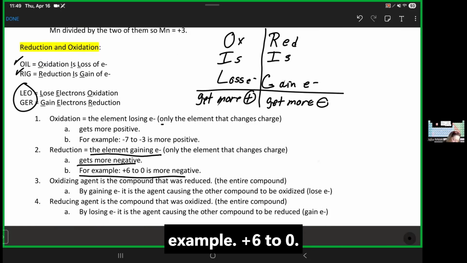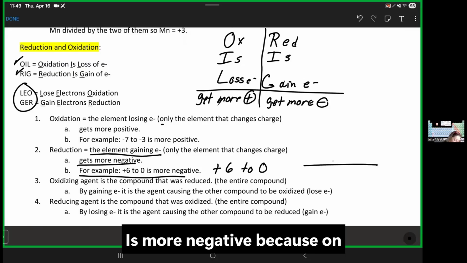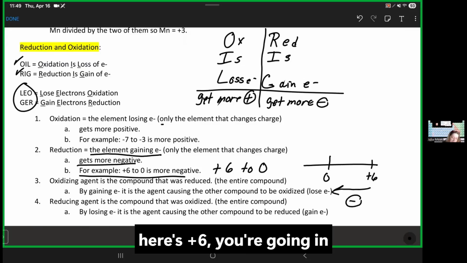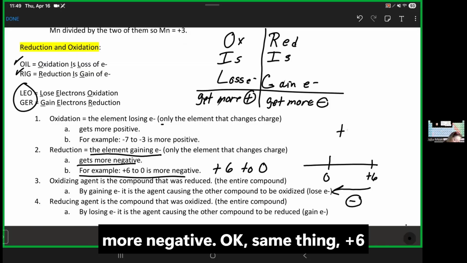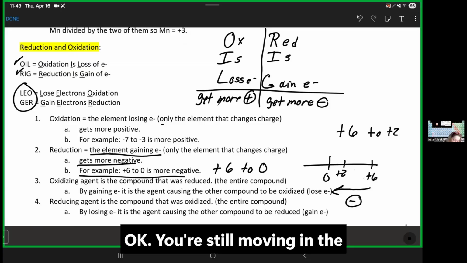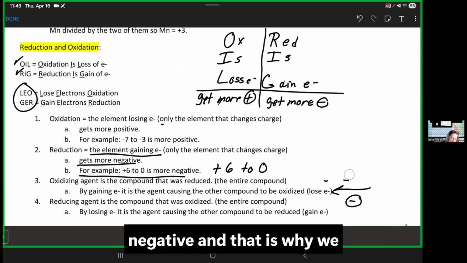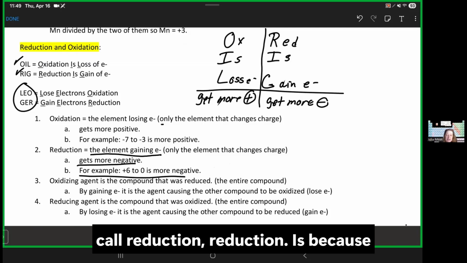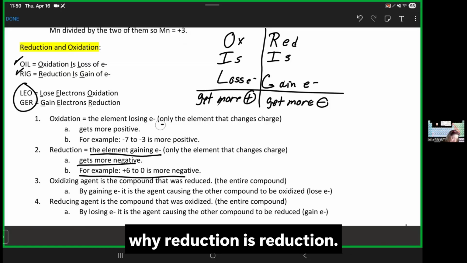So for example, +6 to 0 is more negative, because on the number line, here's 0, here's +6, you're going in the negative direction. You are getting more negative. Okay, same thing, +6 to +2. You're still moving in the negative direction. You're getting more negative. And that is why we call reduction reduction, because your oxidation number is reduced. It gets more negative. It reduces. That's why reduction is reduction.